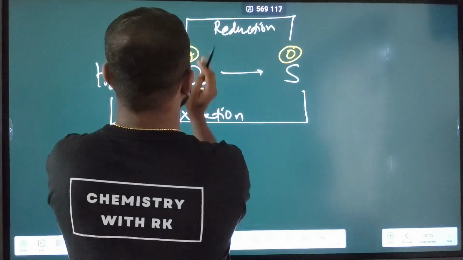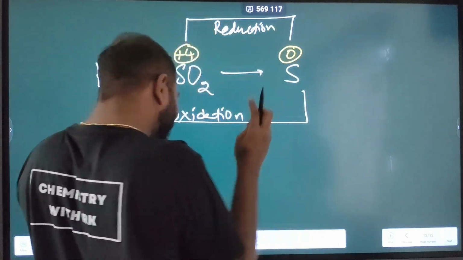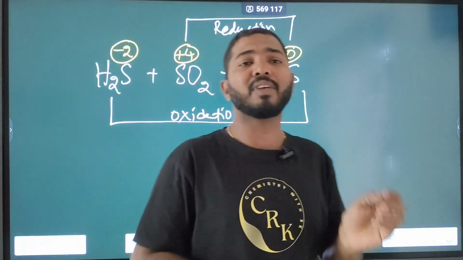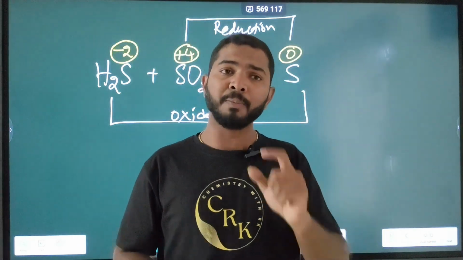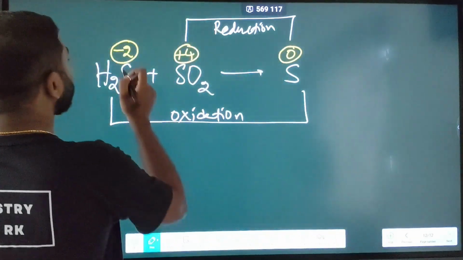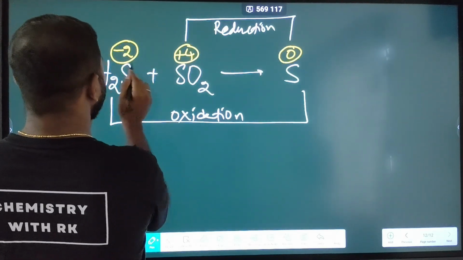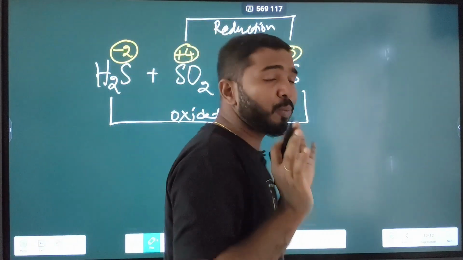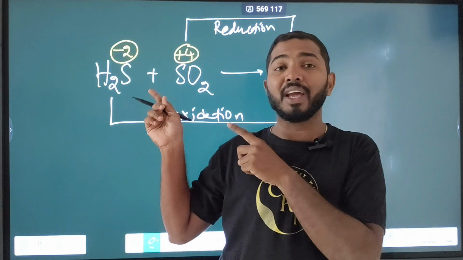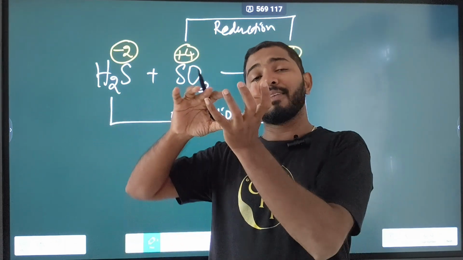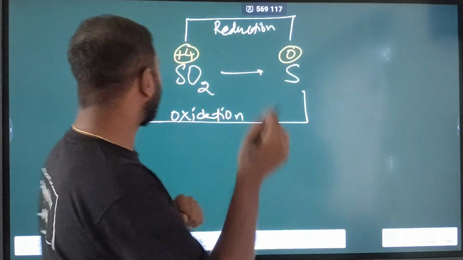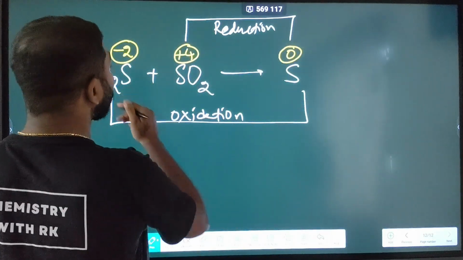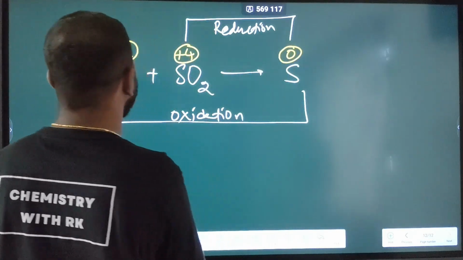So minus 2 to 0 is oxidation, plus 4 to 0 is reduction. The same thing as we did in the equivalent weight calculation for the disproportionation reaction, you have to do here also. Here there is only one sulfur, so no problem, unlike the chlorine case I explained, where we had two chlorines. Here, with one sulfur, you can just write down the number of electrons involved in this equation.